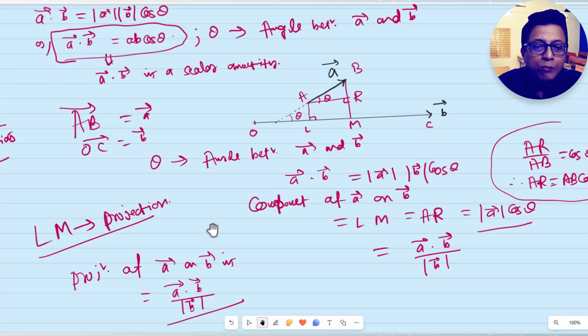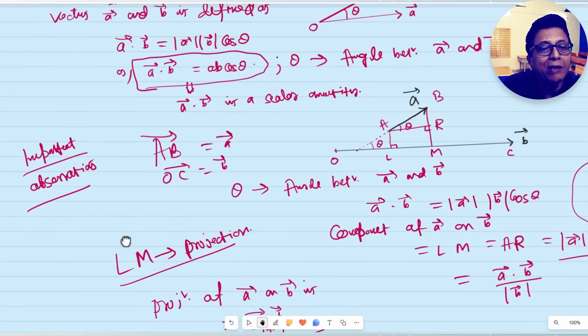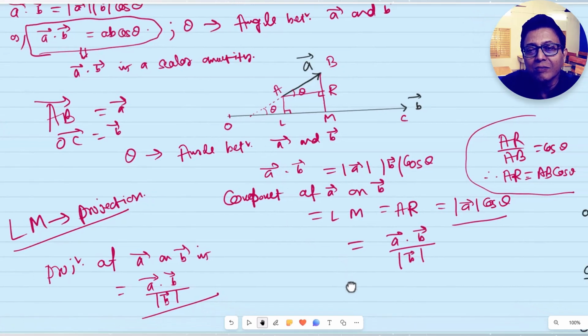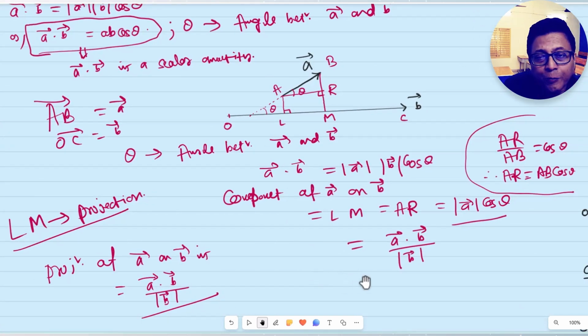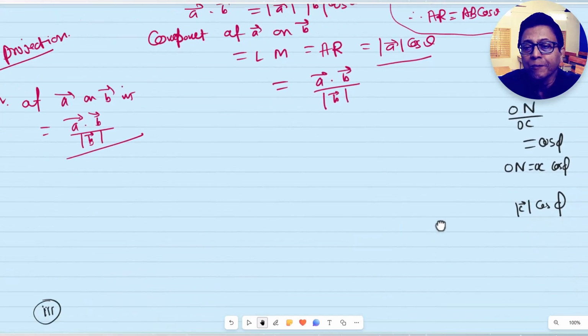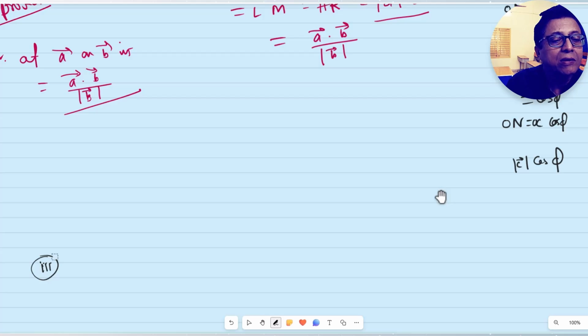Okay? Projection or component of A on B is A dot B by mod B. So dot product we have understood. And what's the actual meaning of dot product in mathematics? I told you we are doing it for mathematics only, that you have understood. A dot B can be used to find component of vector A on another vector B. Okay? Now we make some important observations, remembering all these concepts.